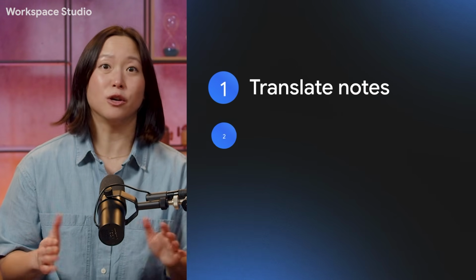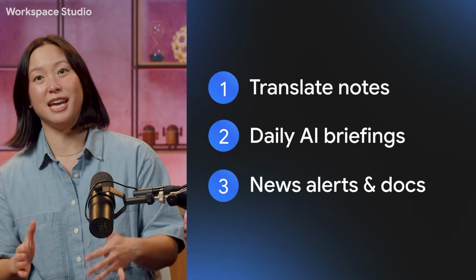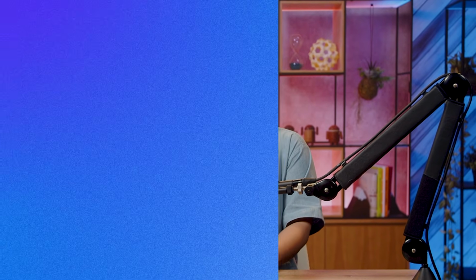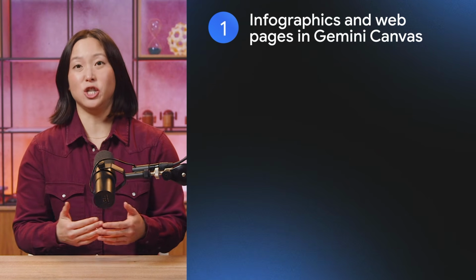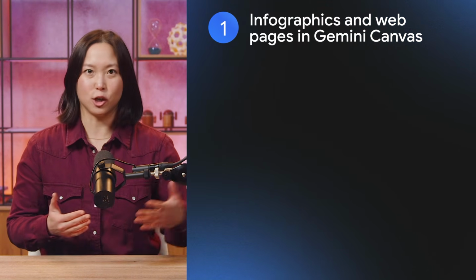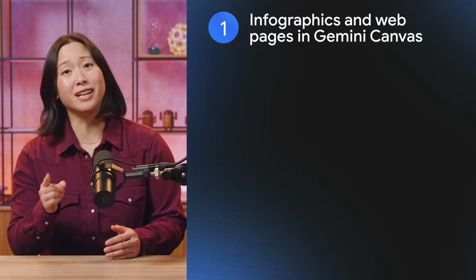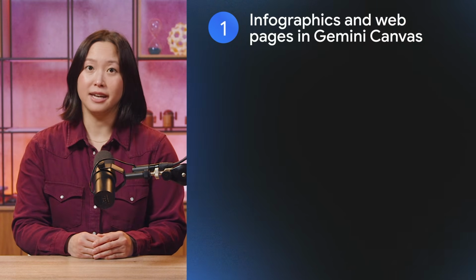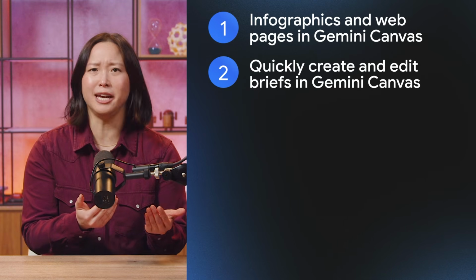You can also use Workspace Studio to translate meeting notes or send yourself daily AI briefings and news alerts in docs. What workflow will you discover next? Let's recap. We started this lesson using Canvas in the Gemini app, a collaborative space to create and edit, which can help you quickly visualize ideas with your team.